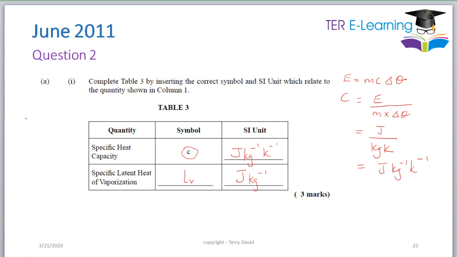Also for latent heat of vaporization, the formula is E equal mLV. So LV, latent heat of vaporization, is E over m. In terms of units, energy is measured in joules and mass is measured in kg. So therefore, this will be joule kg to the minus 1, right? So that's how we get any units here.